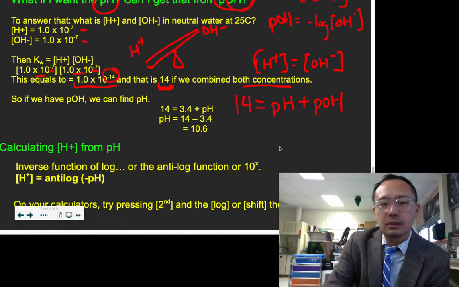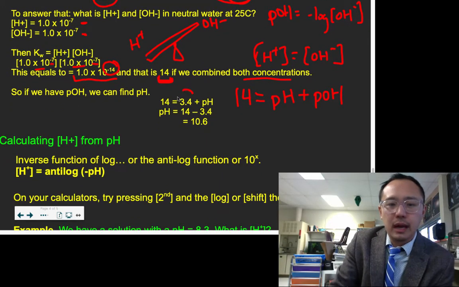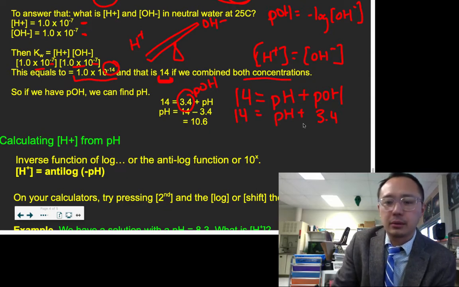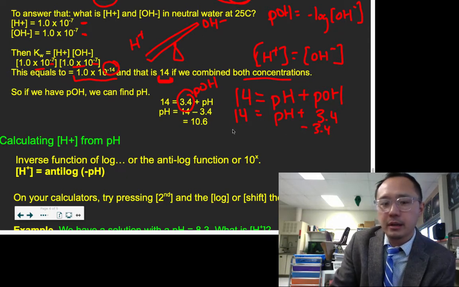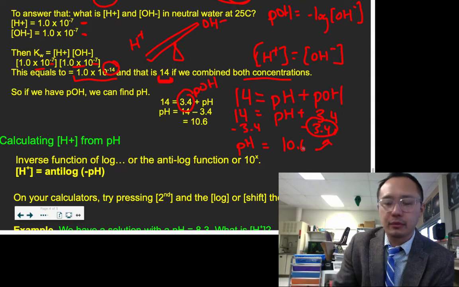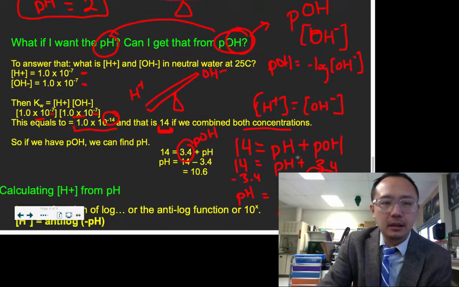How that is useful is that if you were to have a pOH, in this case a pOH of 3.4, this 14 is the total. What is my pH? Well, you just put it into this equation and solve for pH. So subtract 3.4 from both sides, and this will give you a pH of 10.6 if your pOH was 3.4. So in this question you can actually get two things: pOH is 3.4, pH is 10.6. That's how we do it.